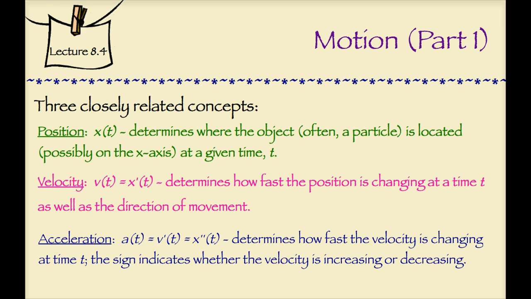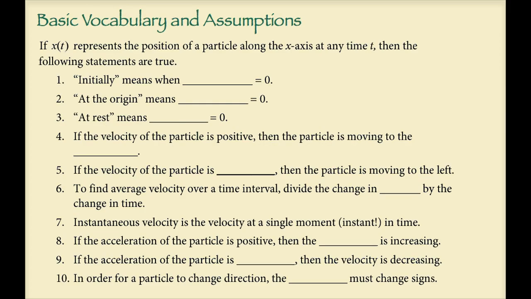Acceleration, a of t, the first derivative of velocity, the second derivative of position, determines how fast the velocity is changing at time t. The sign indicates whether the velocity is increasing or decreasing. A positive acceleration means the velocity is increasing. A negative acceleration means the velocity is decreasing.